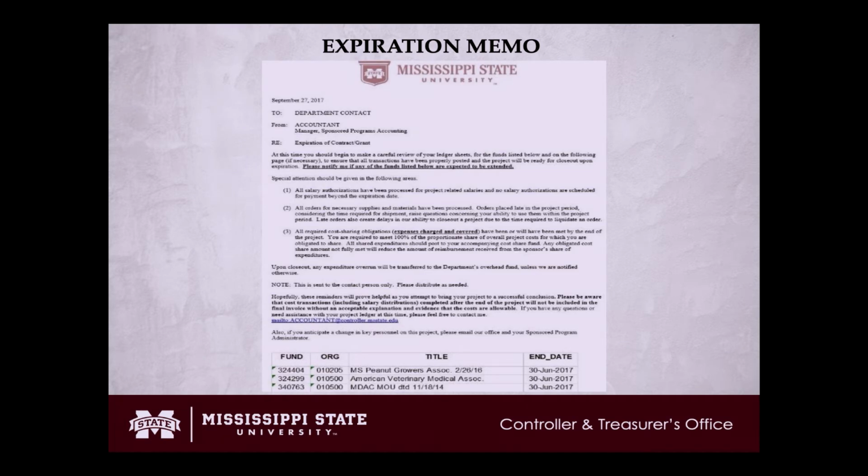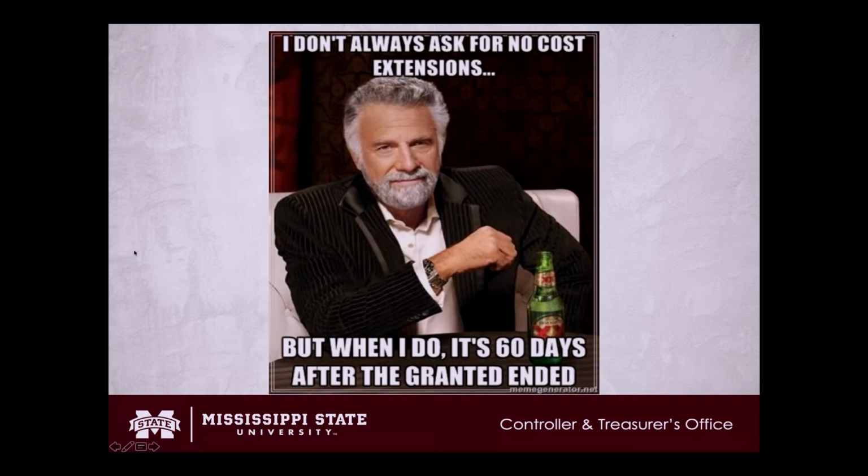This is just an example of the expiration memo that is sent each month. Now, the most interesting guy in the world says, I don't always ask for no-cost extensions, but when I do, it's 60 days after the grant ended. You do not want to be the most interesting department on MSU's campus.